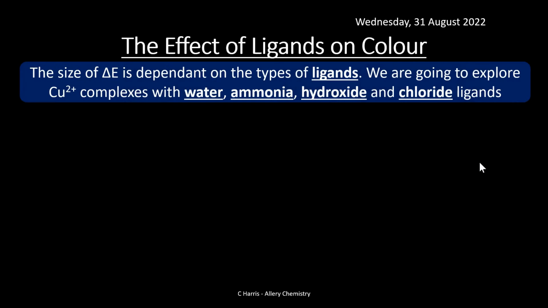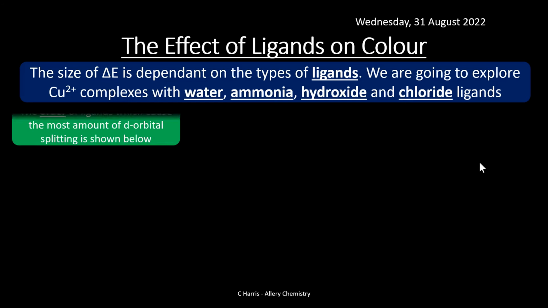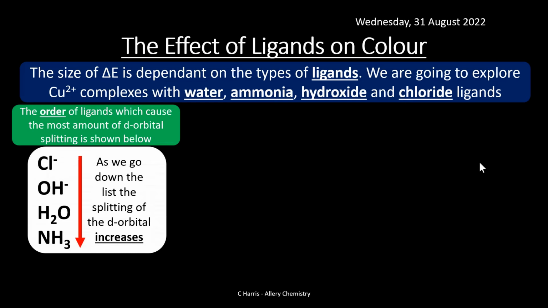Okay, so like we say, the size of delta E is dependent on the types of ligands, and we're going to explore some copper complexes with water, ammonia, hydroxide, and some chloride ligands. So we're going to look at various different types here. The order of ligands which cause the most d orbital splitting is shown below. As we go down the list, the splitting of the d orbital increases. So ammonia is right at the bottom, that increases the gap the most. Chloride ions don't increase that gap as much.